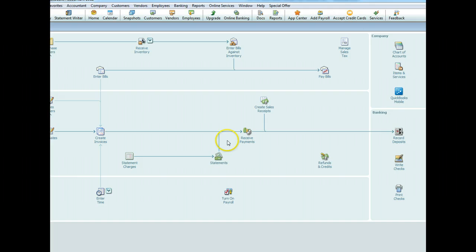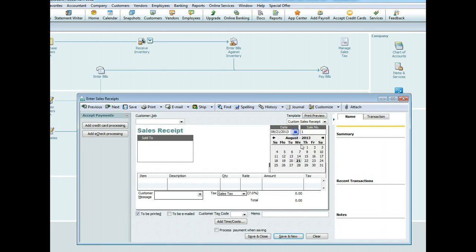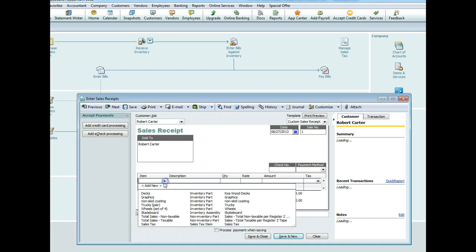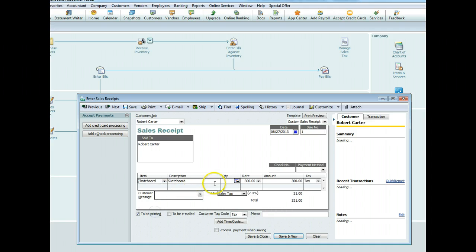Okay, now we're going to make a cash sale on the 27th to a gentleman named Robert Carter. And he's going to buy a skateboard. Buy 2 of them. And he's going to give us cash. Cash sale. So that's $642.